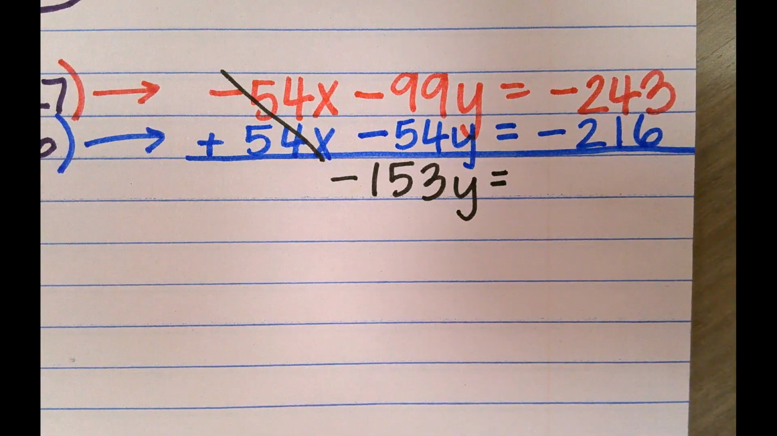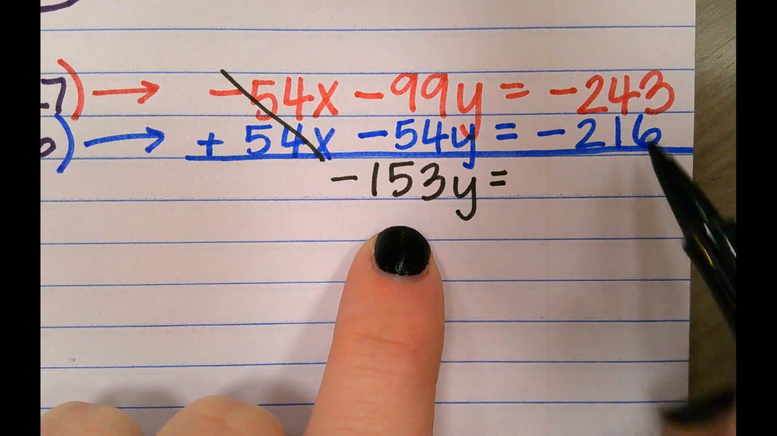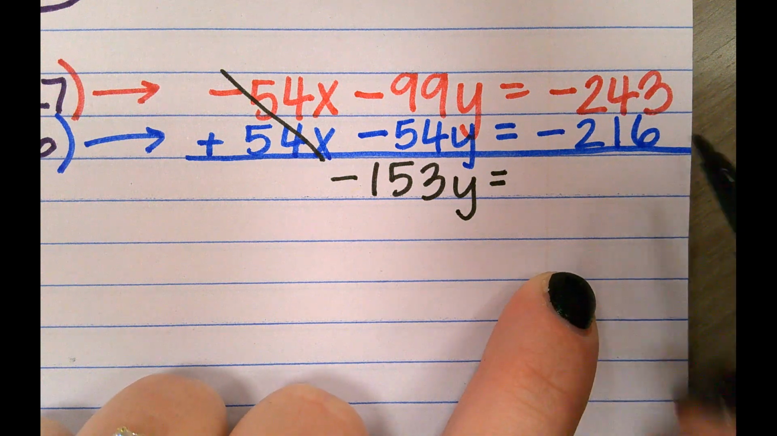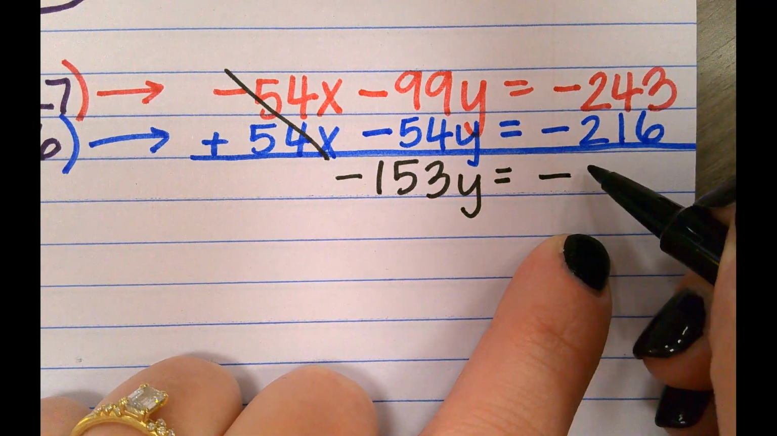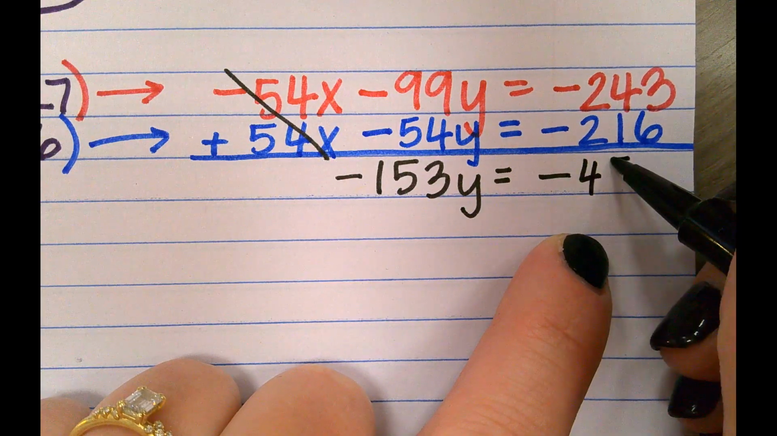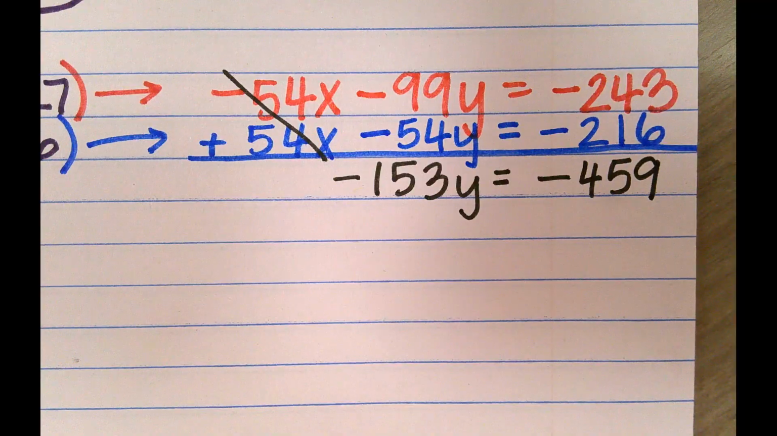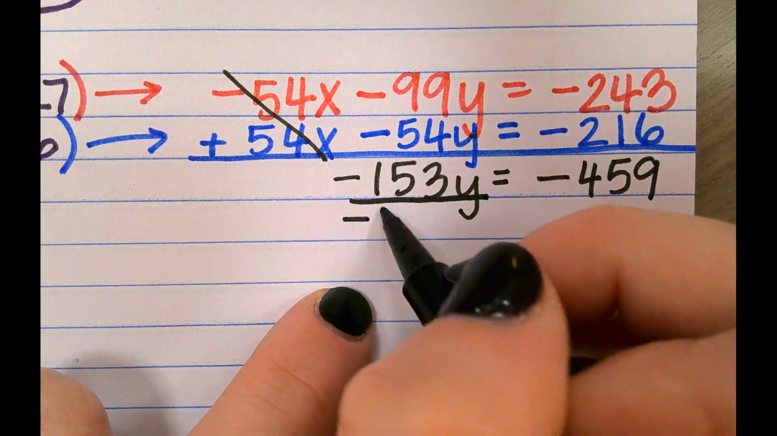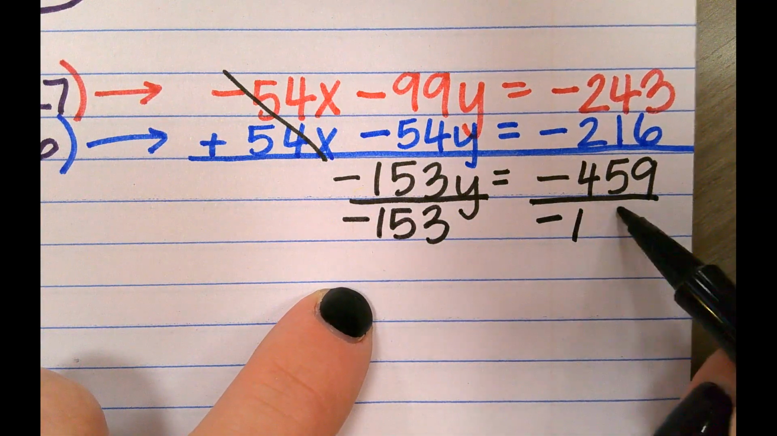Before we divide, we have to add on the right side as well. So we're going to get -459. And then we divide by -153 on both sides.